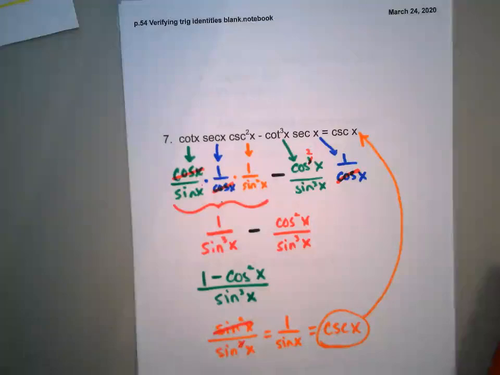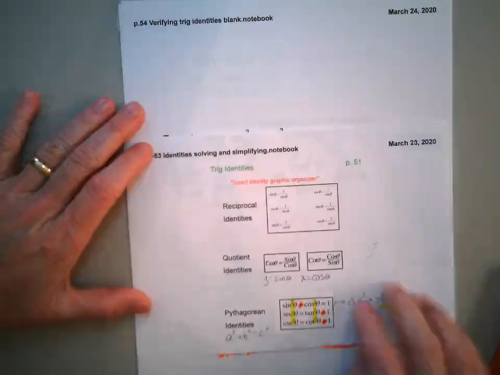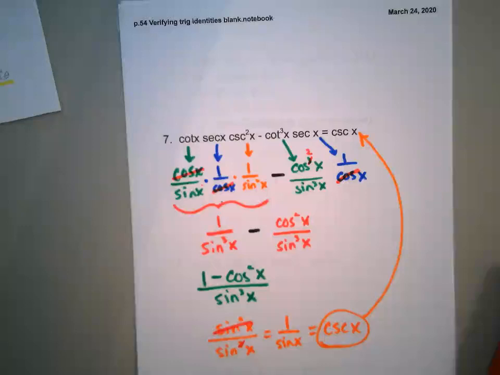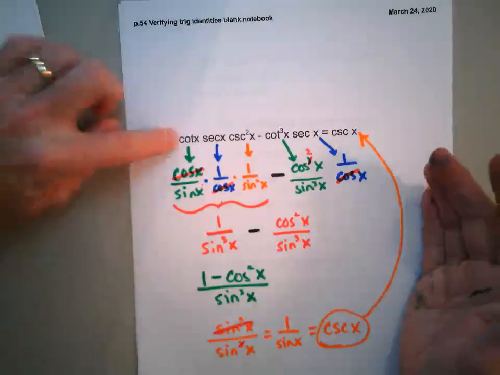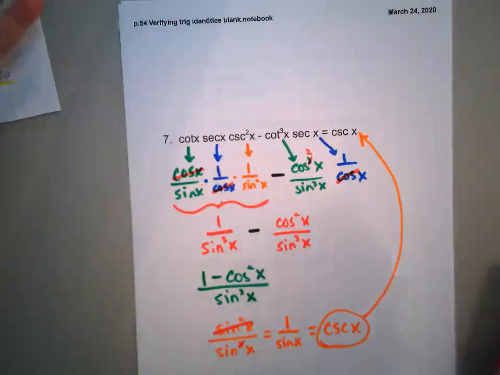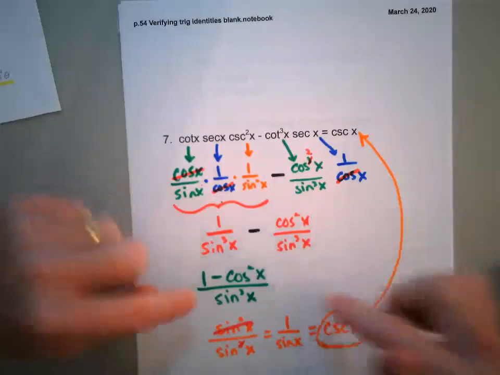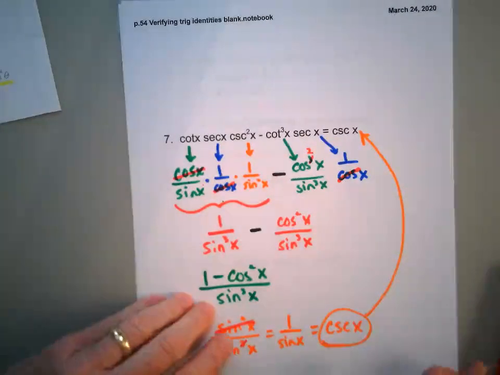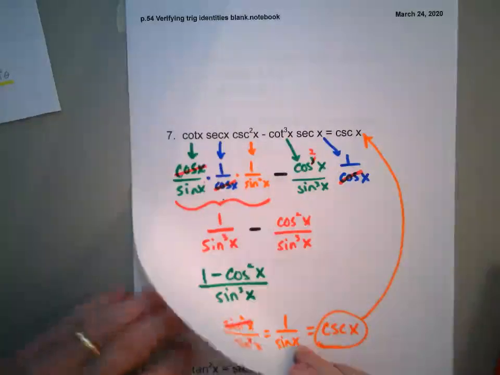Do you know your identities? It is really going to help. The more you know these identities, the easier these will be. Take your time, turn things into sines and cosines, use the math that you've learned for the last 10 years, common denominators, canceling. Take your time. That was the last one I was going to show you.